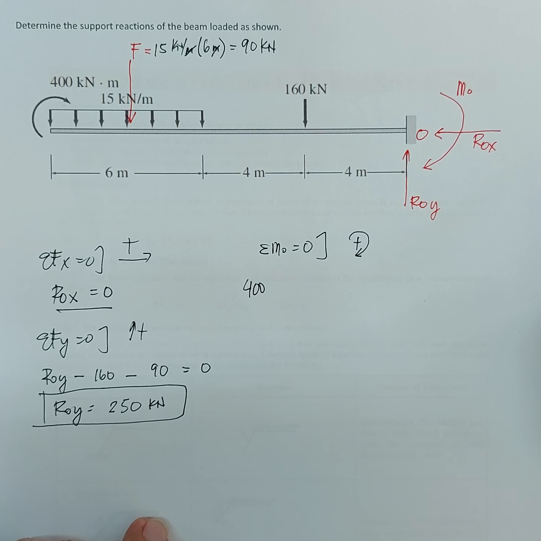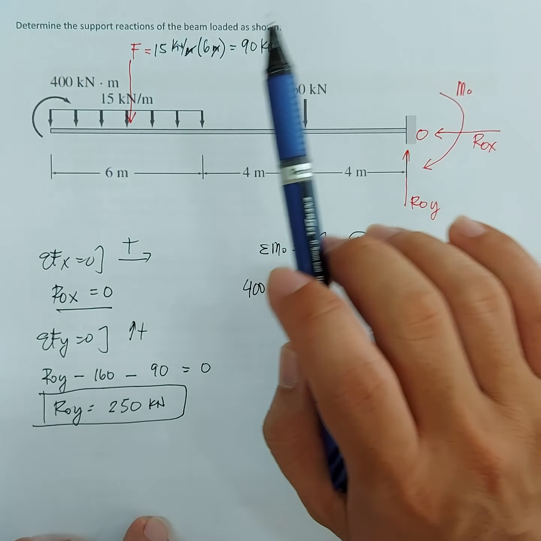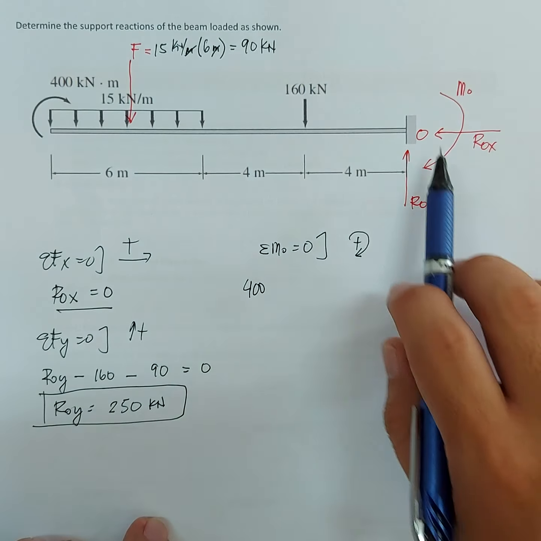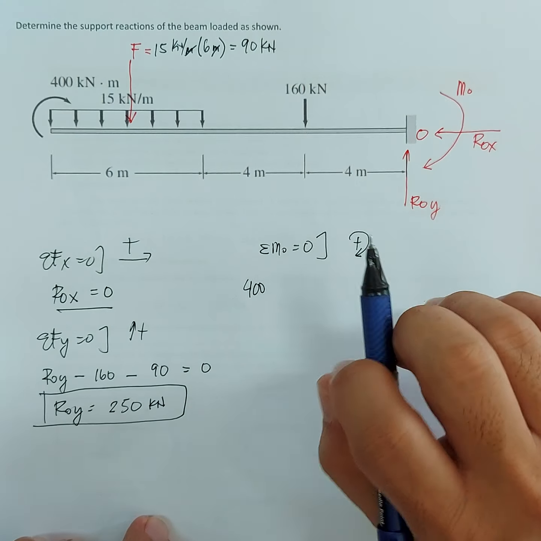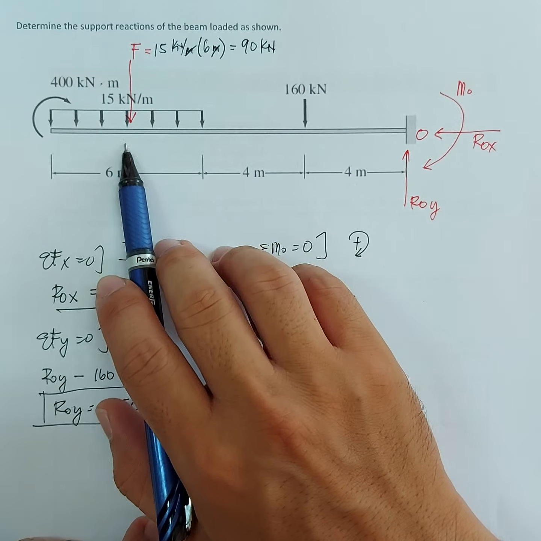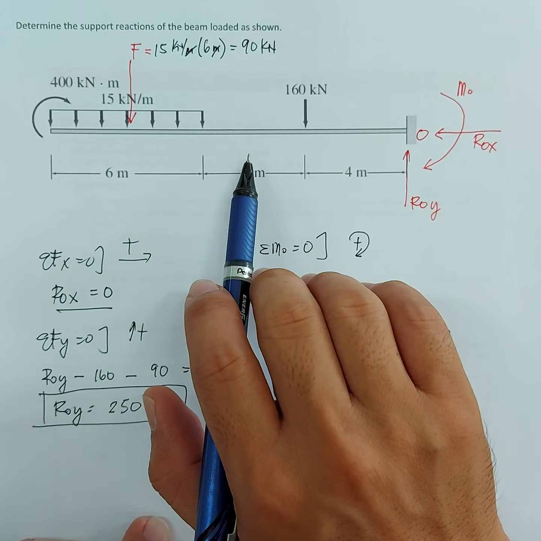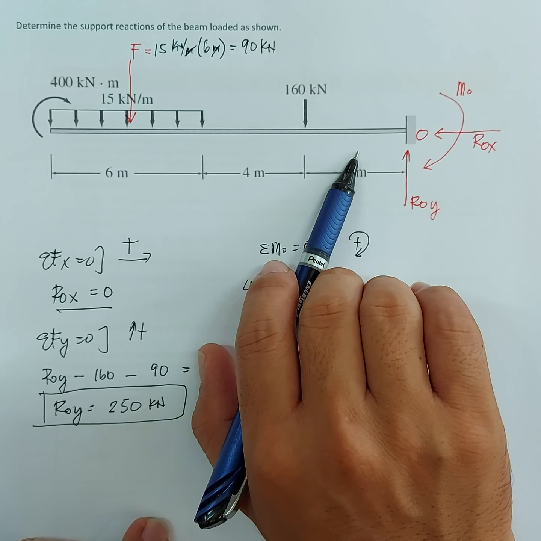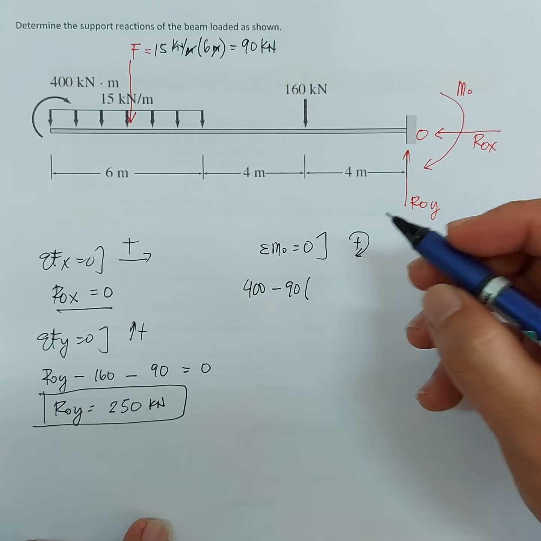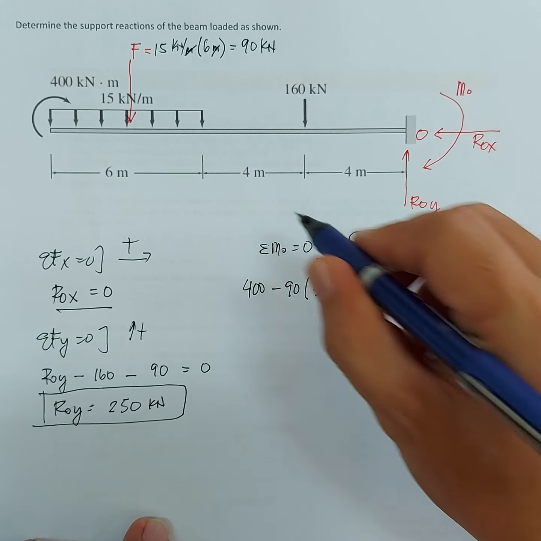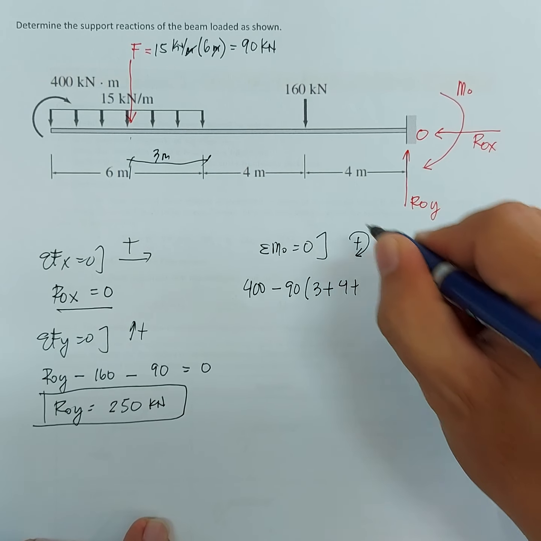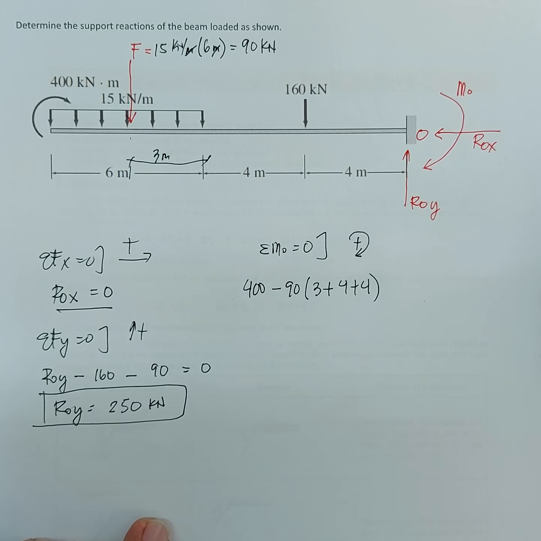Ano pa ba? Yung moment ng itong force natin, yung resultant ng rectangular load, it creates a counterclockwise moment about O. So yung rotation niya is counterclockwise. So that is minus 90 times its moment arm about O. So yung force natin dito sa gitna, so that's 3 meters, 3 yan up to this point. So this is 3 meters, plus 4 plus 4. Yeah, alright. Next, that's the moment arm of F.